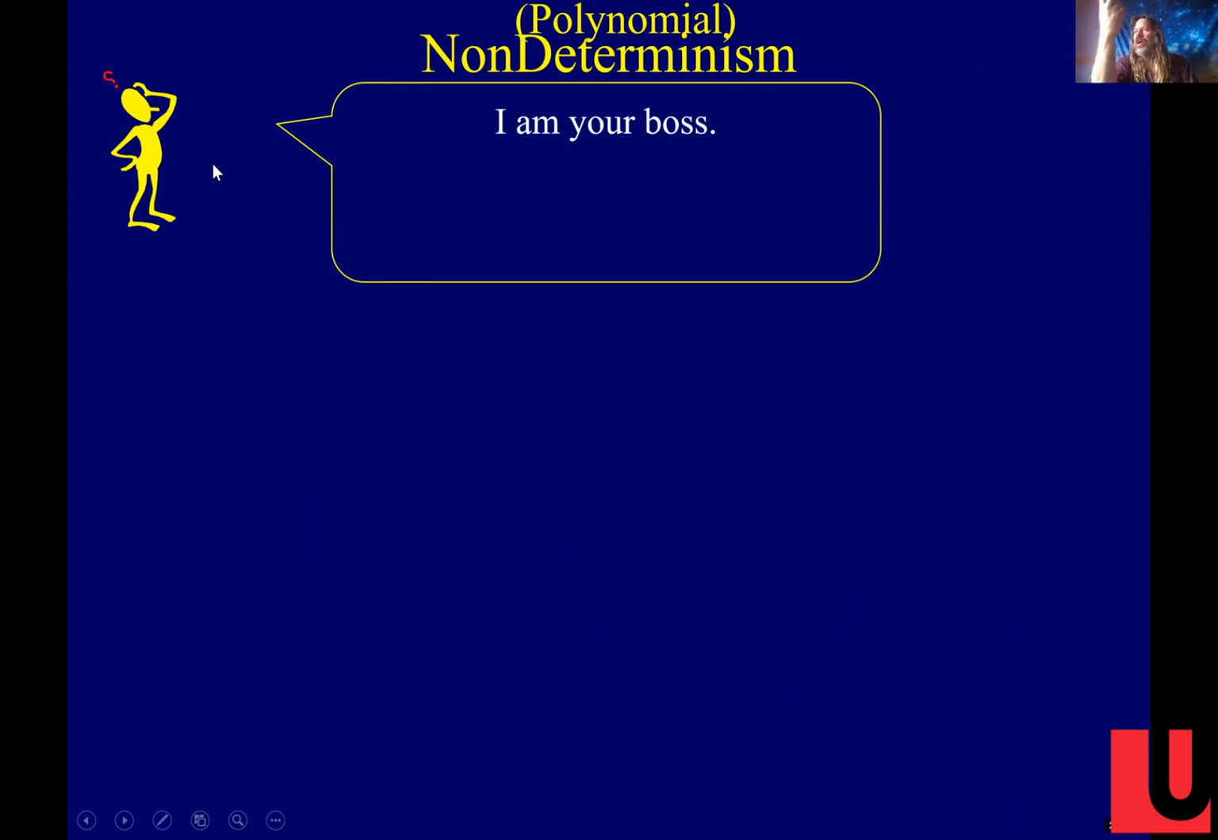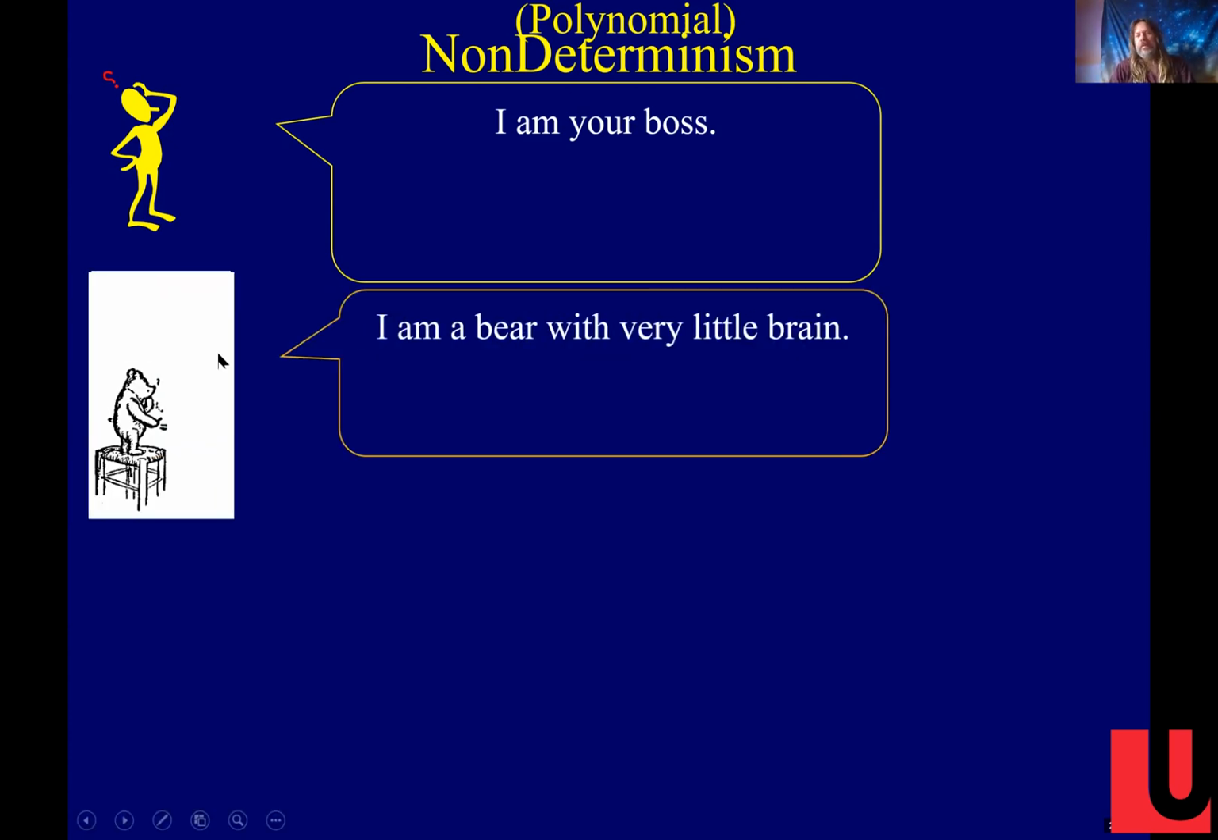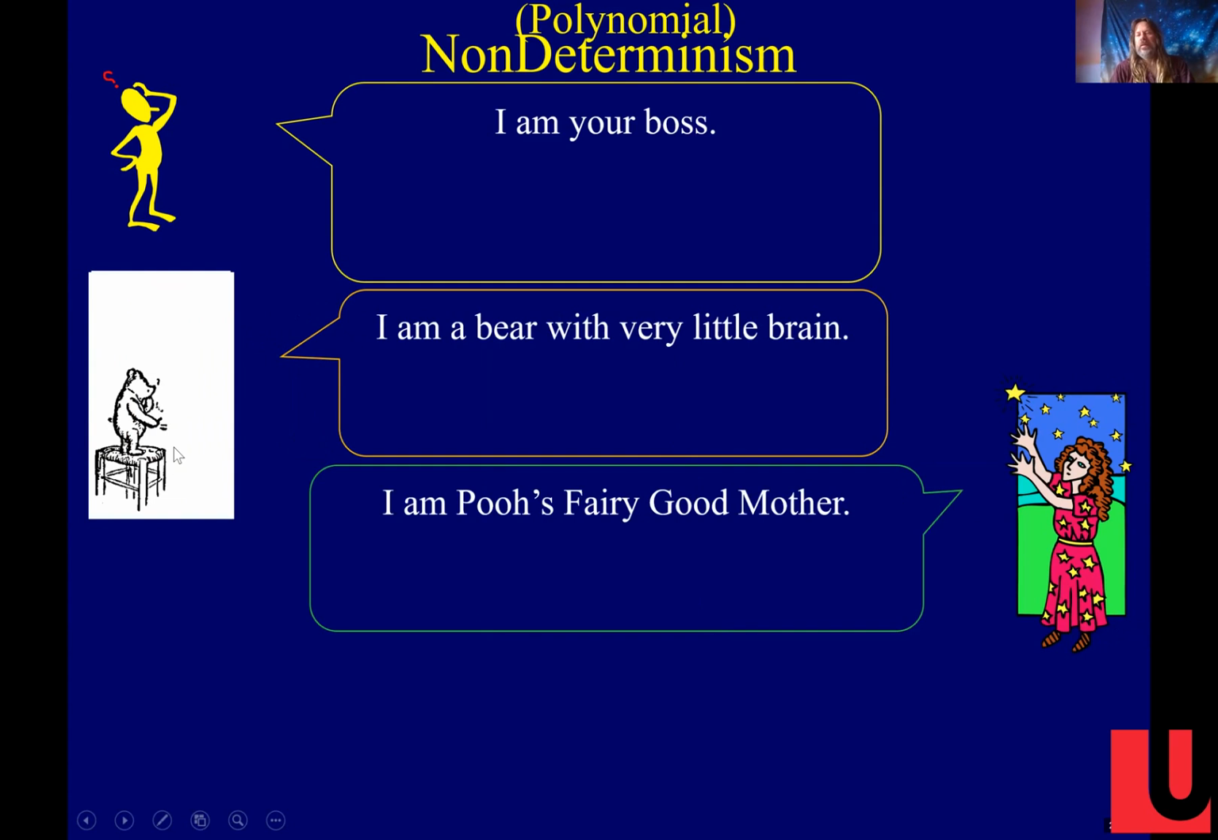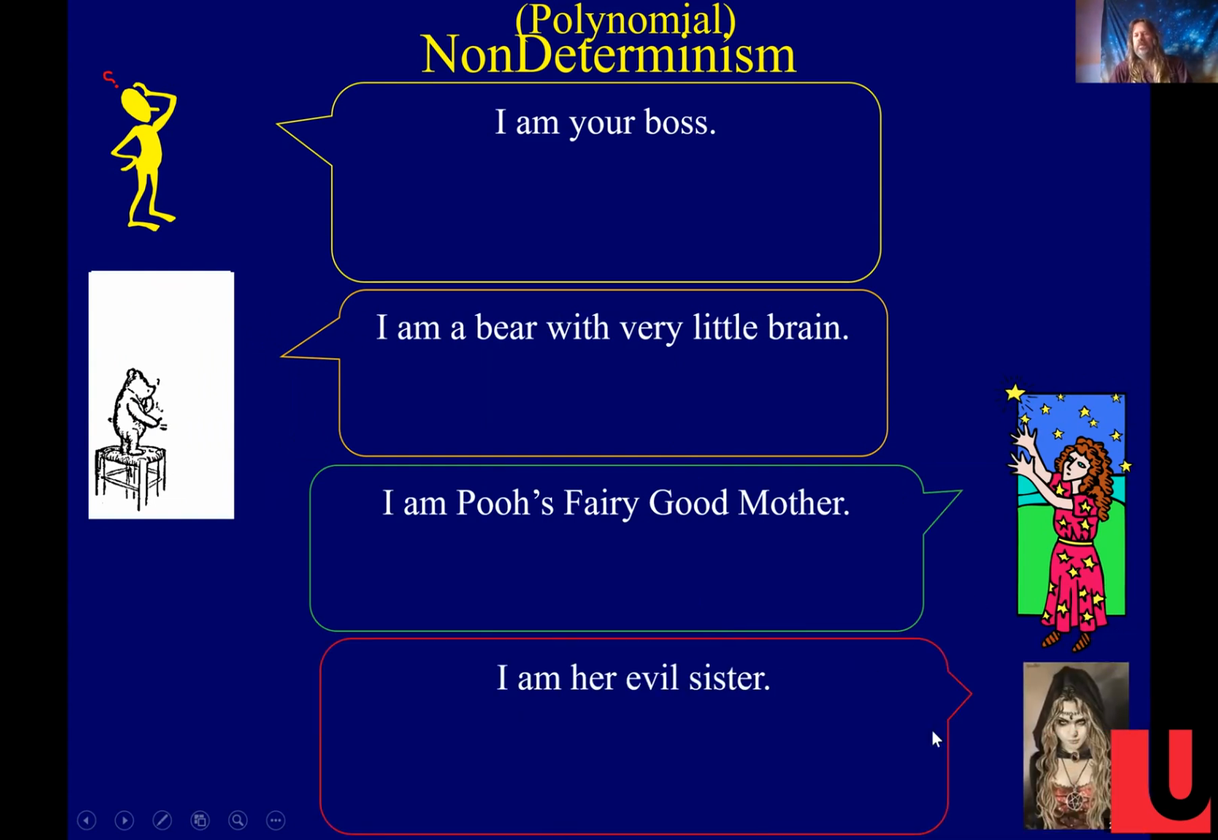I'm going to start off by leading you through making a game with these players, right? There's a boss whose job is to give you the input. He's going to announce the input. There's going to be Pooh Bear with a very little brain. There's going to be a fairy godmother that's going to help you. There's going to be her evil sister who's going to try to fool you.